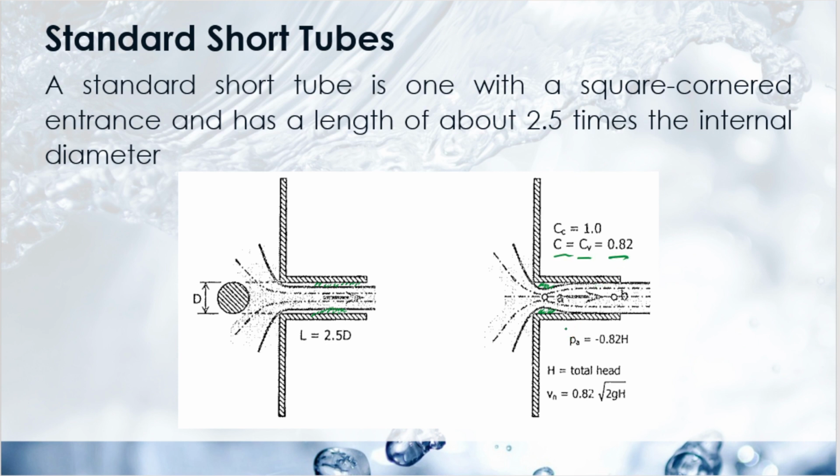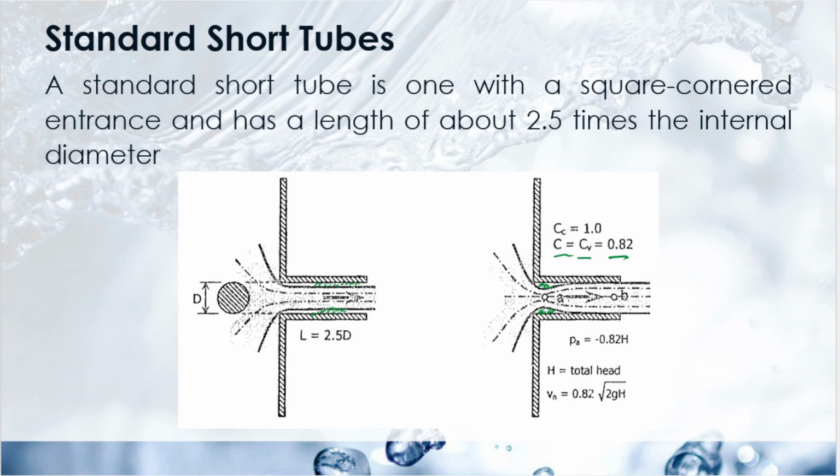So the pressure at this point, P sub A, is 0.82 H, where H is the total head. And the nominal velocity, 0.82 square root of 2gh, is what we call the actual velocity, because it's multiplied by the coefficient of velocity. So that is for the standard short tube.